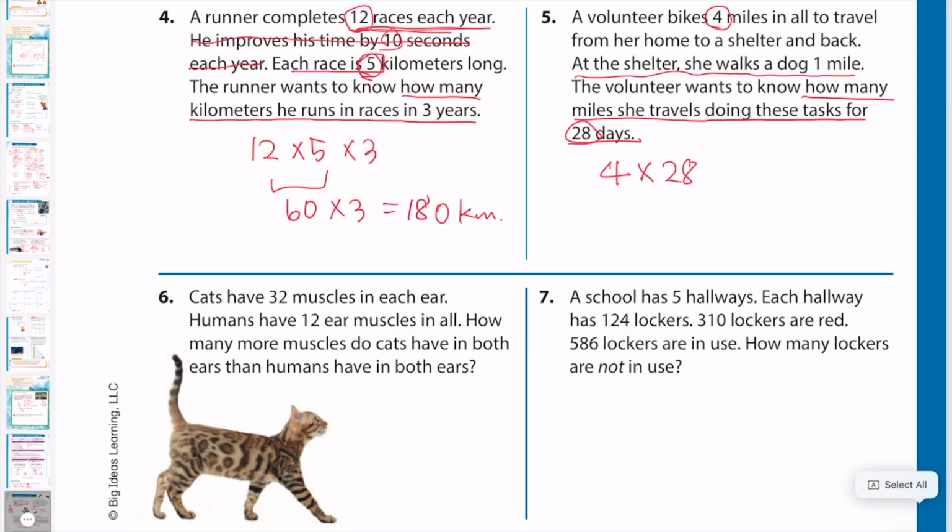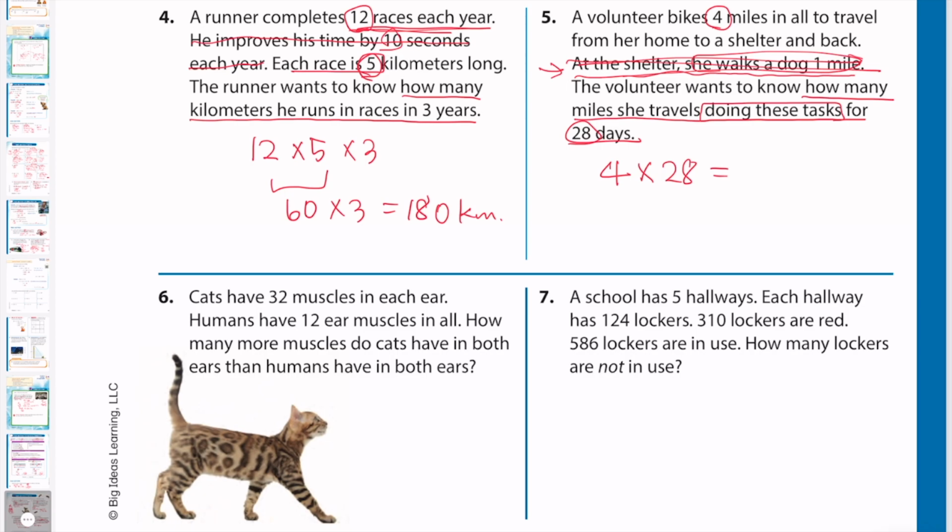Read this carefully. How many miles she travels doing these tasks. So you don't have to include this 1 mile, okay? This is not necessary. They just make you confused, okay? So please understand what you need to find out. To do this job, which is like walks a dog 1 mile, how many miles she travels? That's the problem, okay? For 28 days. That means what? 4 times 28. That's all you need to find.